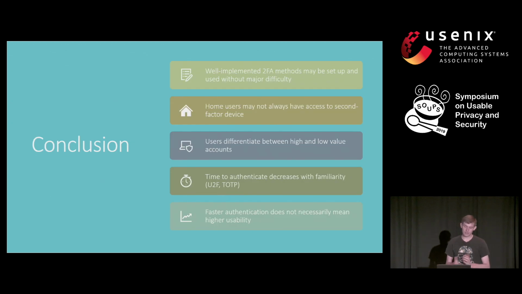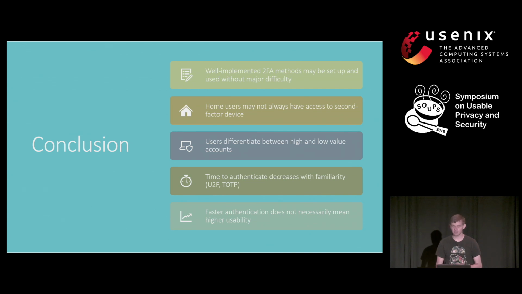So in conclusion, our major takeaways, the biggest one is that well-implemented 2FA methods may be used and set up without major difficulty, at least for university populations or similar populations. So this represents progress, compared to many earlier studies which have had some mixed results. And so I think that as a community, we're ready to move on to other populations.